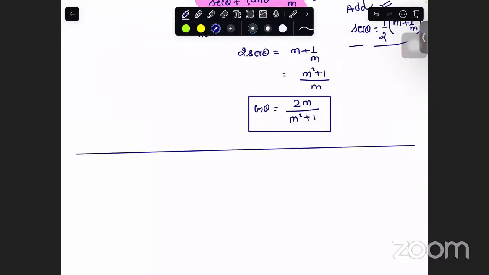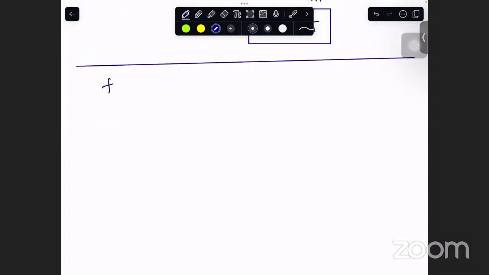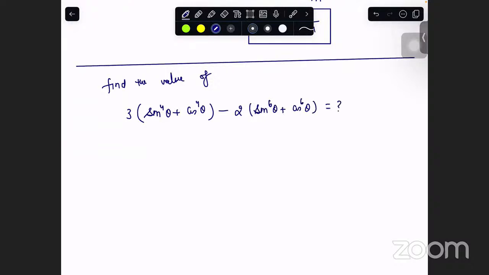One more question I'll take up. Find the value of thrice of sine to the power 4 theta plus cos to the power 4 theta minus 2 times sine to the power 6 theta plus cos to the power 6 theta.